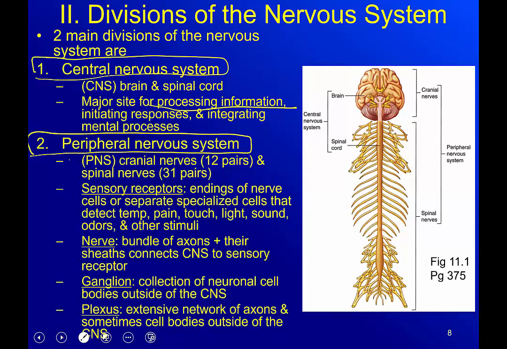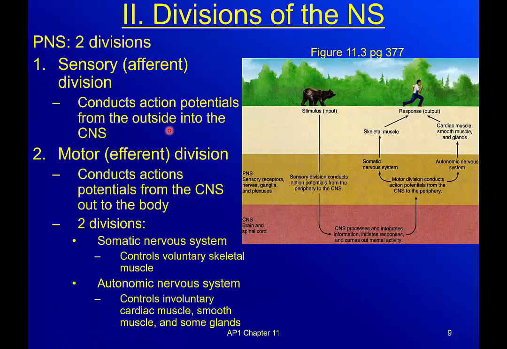So again, afferent and efferent. Afferent is just another way of saying sensory. I always think of afferent as arriving. It's arriving at the central nervous system, therefore it's incoming. Efferent, which is another way of saying motor, is exiting, because it's exiting your brain and going out into your body. So your motor division actually has two other divisions, the somatic nervous system and the autonomic nervous system.